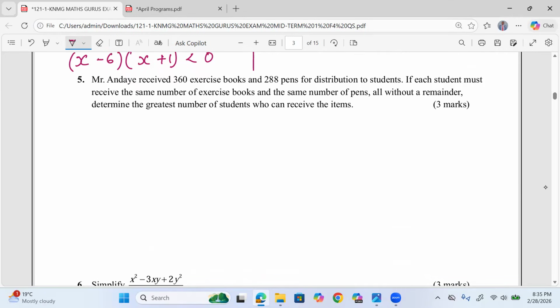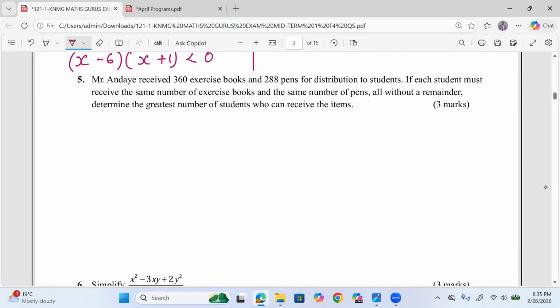If each student must receive the same number of exercise books and the same number of pens, all without a remainder, determine the greatest number of students who can receive the items. So we need a number that can divide 360 and also 288 without a remainder. And that means we need the greatest common divisor, the number that can divide both without a remainder.